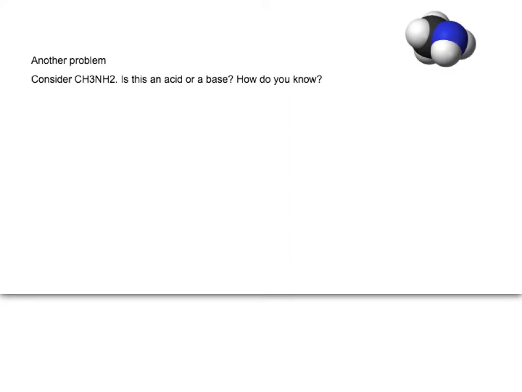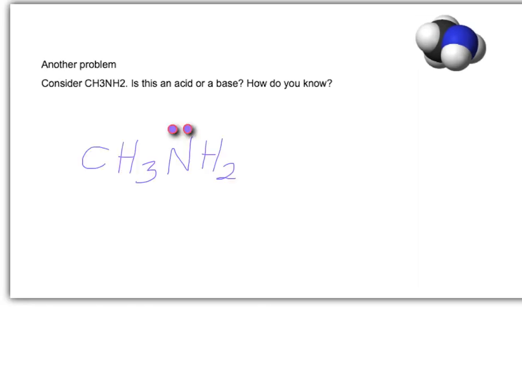Moving on, here's another type of problem. Look at this formula right here. We need to determine, first of all, if this is an acid or a base. How do we know? Well, if we look at the formula, notice it has the nitrogen in it. Nitrogen will always have a lone pair of electrons right there. This is actually a base. Notice it does not have a hydrogen in front, which would indicate an acid. And the fact that it has this nitrogen indicates that it's a base.